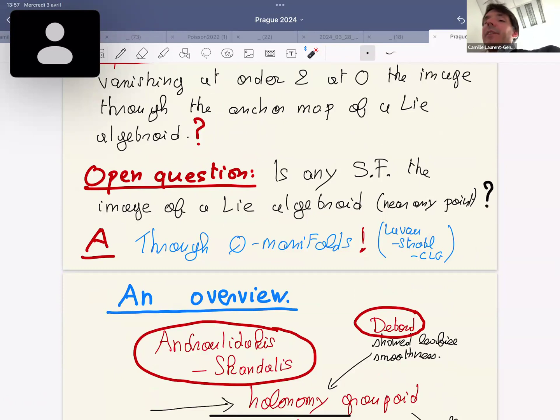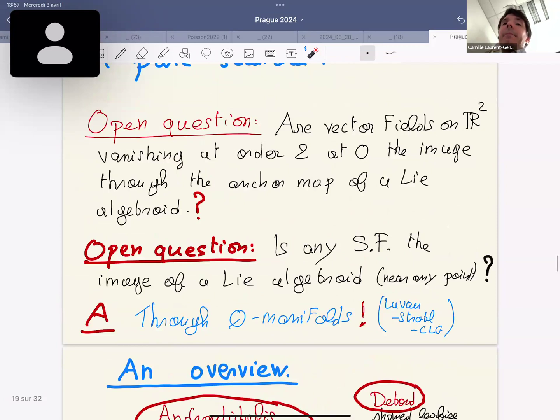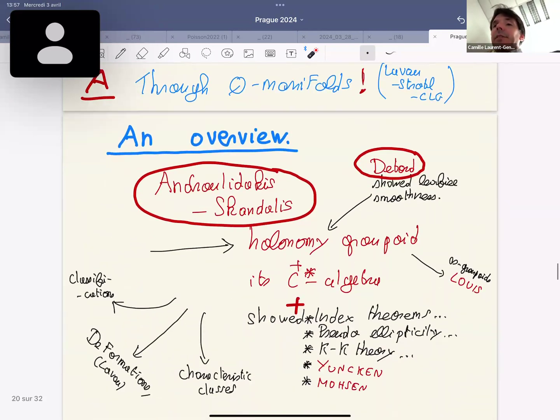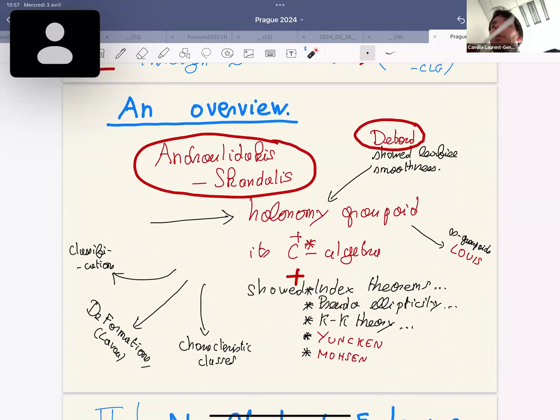With Thomas Strobl and Sylvain Lavau, we had an answer through Q-manifolds, and basically we are more or less convinced that the answer to this question has something to do with what Alexei Kotov would call a Q-manifold. But it's not what I'm going to speak about today. So just one word of why this definition has won? Well, it's because of non-commutative geometry.